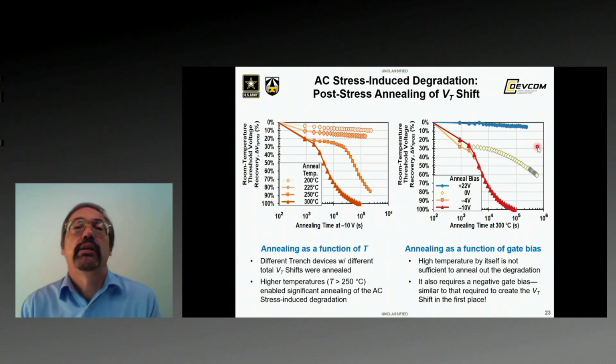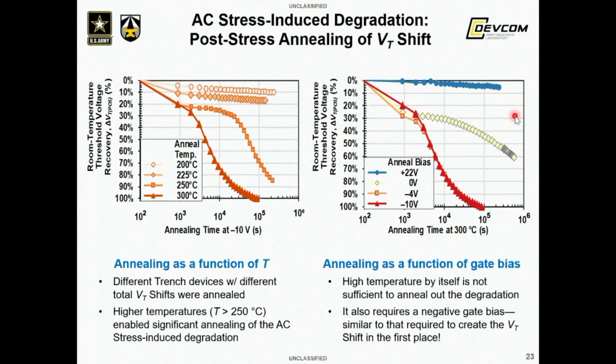So here I'm showing annealing of the VT shift with the application of high temperature. We looked at a variation of temperatures from 200 to 300 C, applying -10 volts, and we see that once you get to 250 C, you're starting to see most of the VT shift that occurred has been annealed back out, and 300 C is all annealed out by 10 to the 5 seconds.